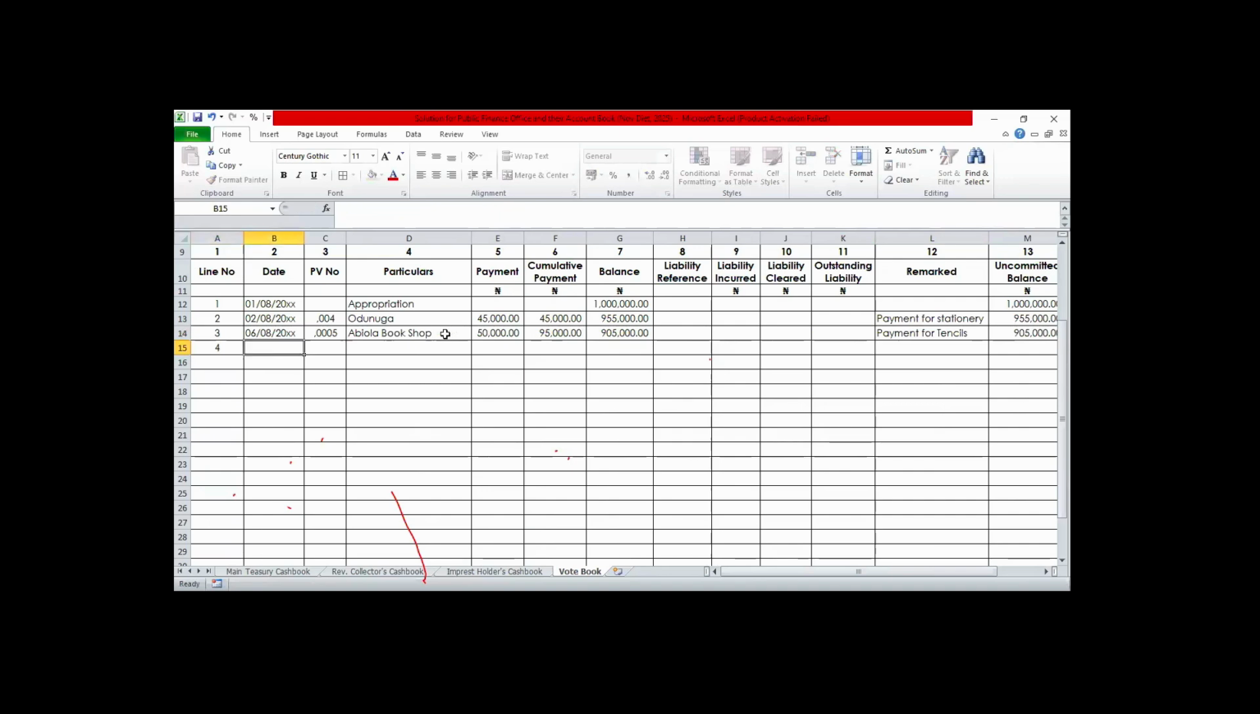Item number 4. 10, 8, 20XX. Okay. Issued LPO number 0044. Now, look at that one. LPO. The LPO came from who? Which company? Issue LPO 0044 to Lambos Bookshop.